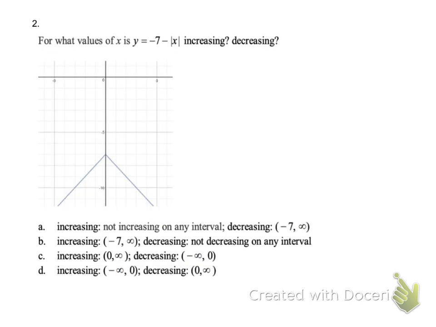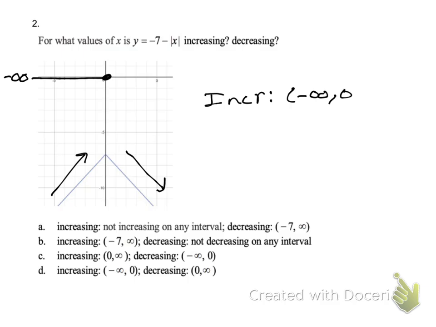Problem number 2, increasing and decreasing. So we do that from the x-axis. All right, and so we're going up and then we're going down. So from the x-axis, we are increasing from negative infinity until we get to 0 right there. So we're increasing from negative infinity to 0. And then we are decreasing from that 0 to infinity.